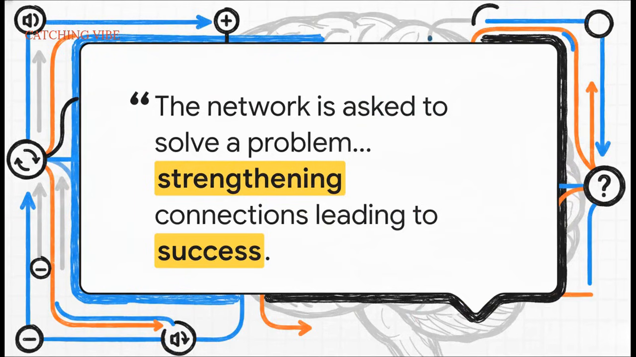But wait, what happens if that final prediction is just dead wrong? Well, that brings us to how the network actually learns over time. As the creators note, the network is asked to solve a problem, each time strengthening the connections that lead to success and diminishing those that lead to failure. This happens through an amazing process called backpropagation. The system learns iteratively. It looks at the errors in its final prediction, sends a signal backwards through the entire network, and adjusts the thickness of those blue and orange lines. It's basically turning those volume dials up or down automatically so that the next time it sees similar data, it makes a much better prediction.